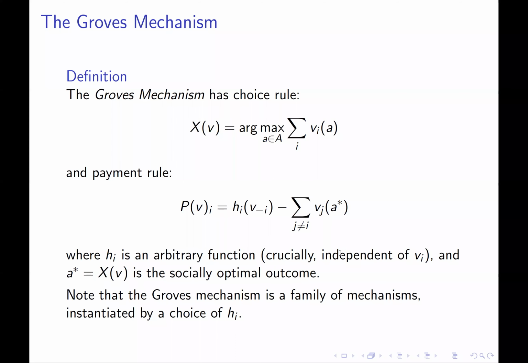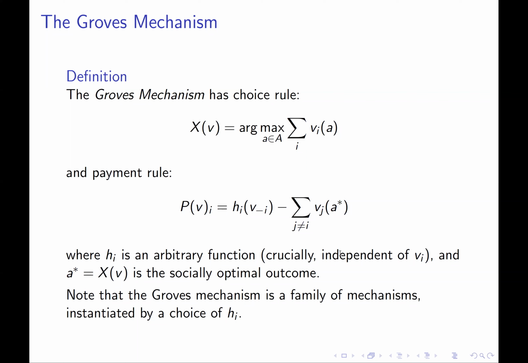Okay, so this A star thing is the alternative that the Groves mechanism selected. It's the thing that maximizes social welfare according to the reported valuations, right? And the payment rule is just asking people to pay the difference between this arbitrary function of everyone else's valuations minus the sum of the utilities of everybody else, other than agent i, of their value for the alternative that the Groves mechanism selected. Okay, and this is a whole family of mechanisms because we haven't pinned down what h is.